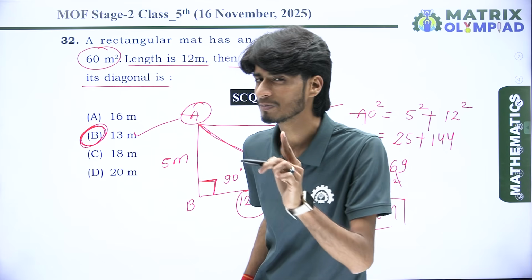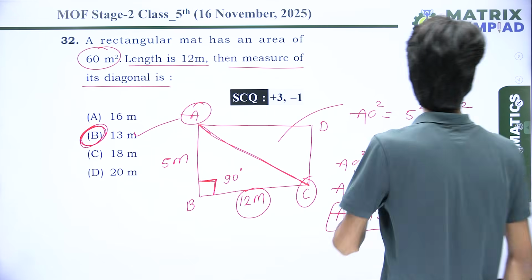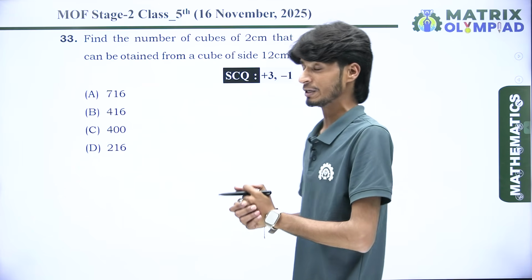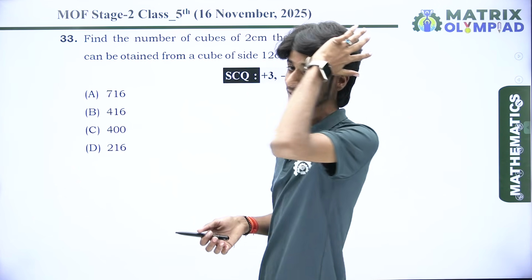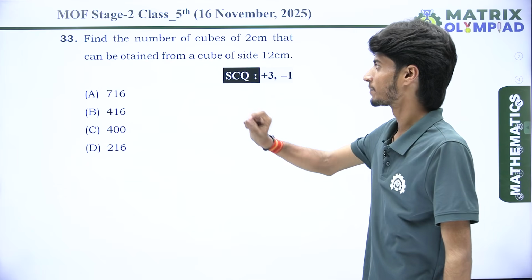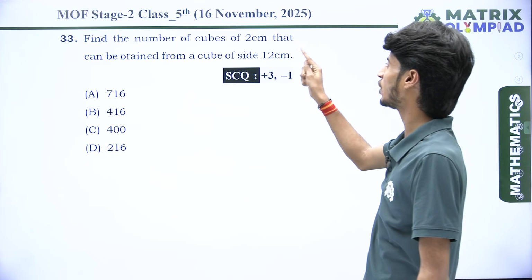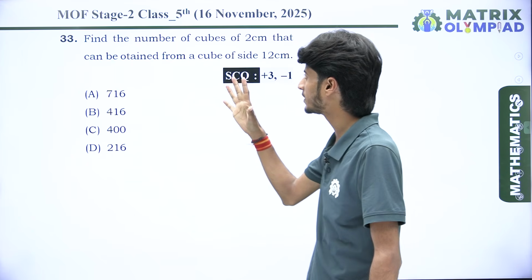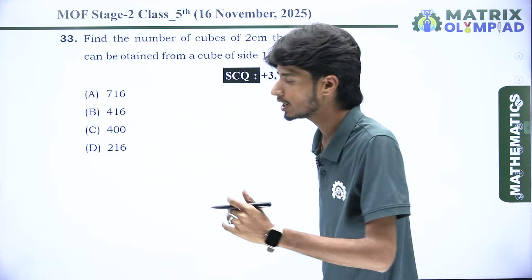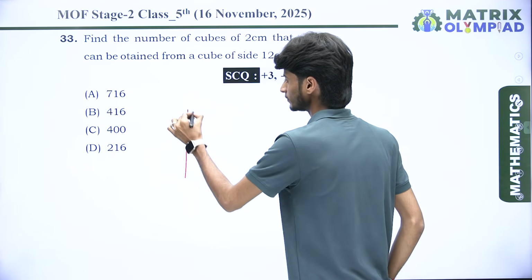So let's come to the next question. Next we have question number 33 according to your paper, and question number 3 according to the mathematics. So what does it say? Find the number of cubes of 2 centimeter that can be obtained from a cube of side 12 centimeter. That means we have a cube.